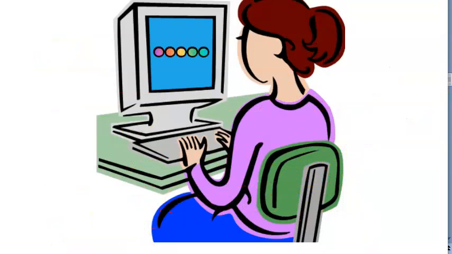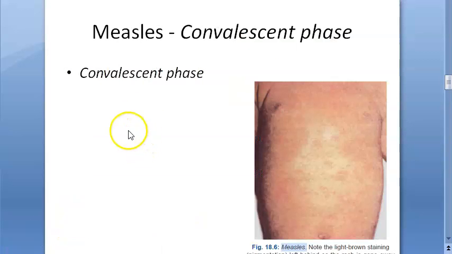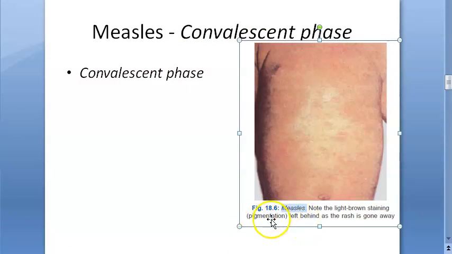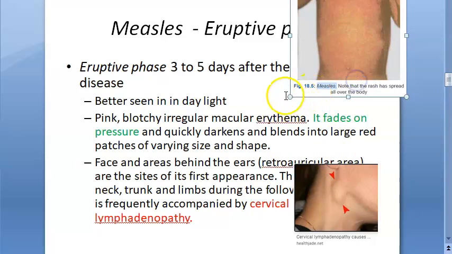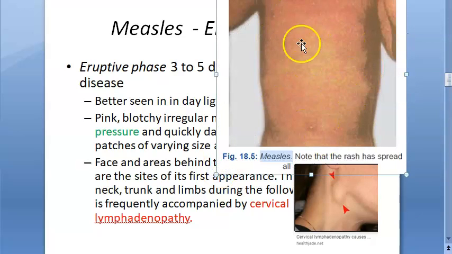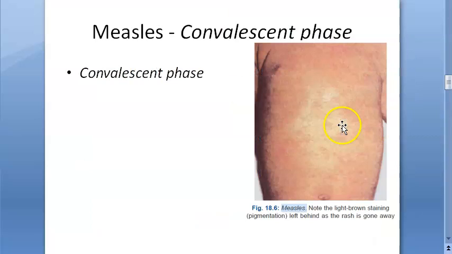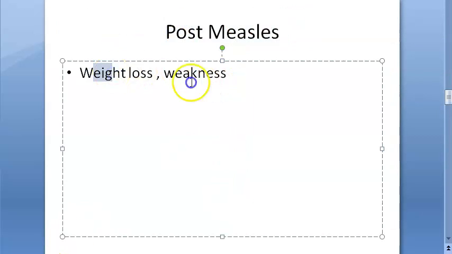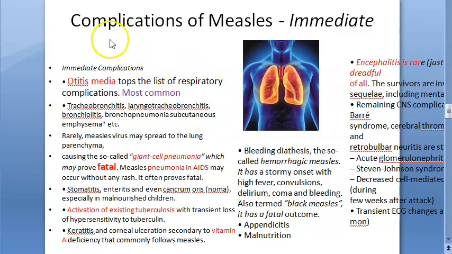What is the third phase, guys? Convalescent phase. Some kind of healing. What is there here? Note the light brown staining pigmentation left behind as the rash has gone away. Here the rash is gone and some light brown staining is there, they are saying. Here can you say the rash? Yeah, it's more red here. Correct. And here it's more brown. Not going into much detail of that. Post-measles people can have a lot of weight loss, weakness, etc.